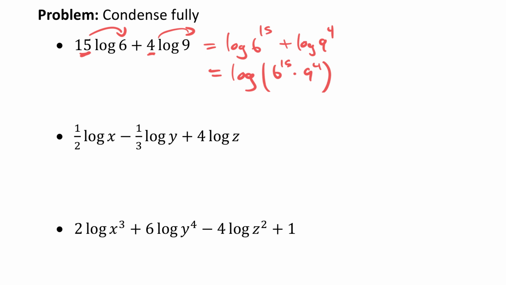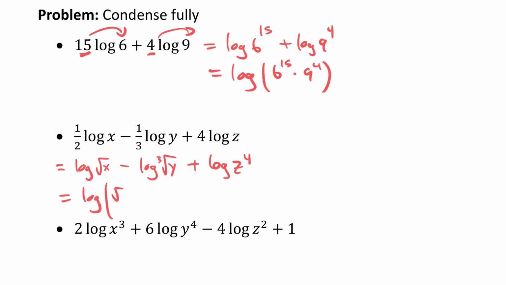Let's try it again on the next one. First, we've got to hop up those exponents. For fun, I'll write that as a root. Oh, a third, that's like a cube root. That's extra fun. And then here we've got z to the 4. Now remember, the ones that are plus become multiplication. So we'd write log root x multiplied by z to the 4, because that addition becomes multiplication. But we would divide by the one that's subtracted, so divide by the cube root of y. The subtraction becomes division.